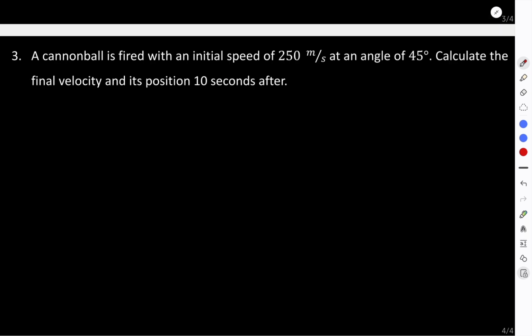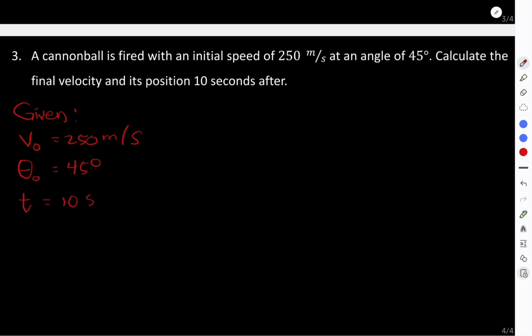Okay, now let's proceed to number 3. A cannonball is fired with an initial speed of 250 meter per second and the initial angle is 45 degrees. Calculate the final velocity and its position 10 seconds after. We have to write the given. Given that your initial velocity is 250 meter per second, initial angle is 45 degrees, and time is 10 seconds.